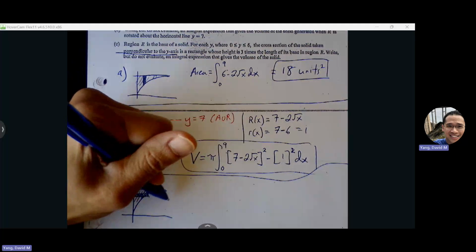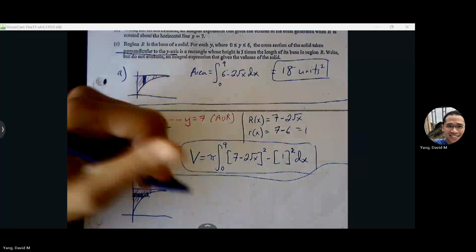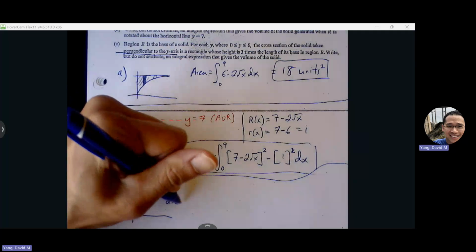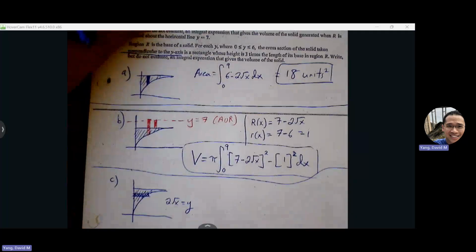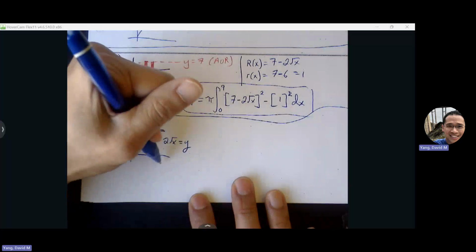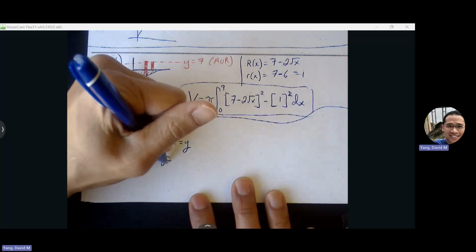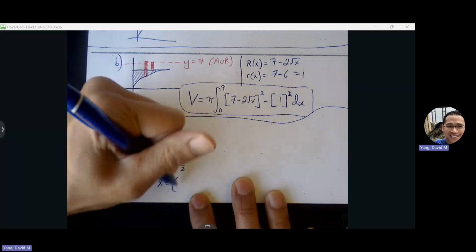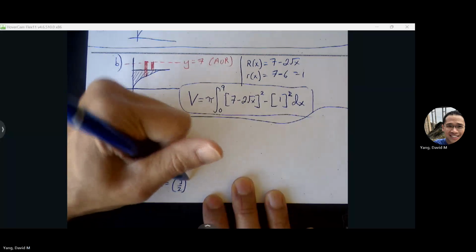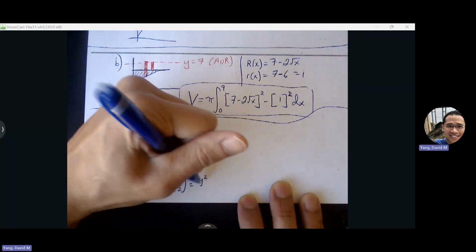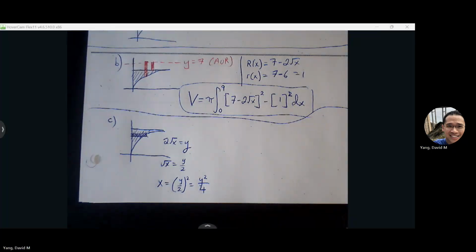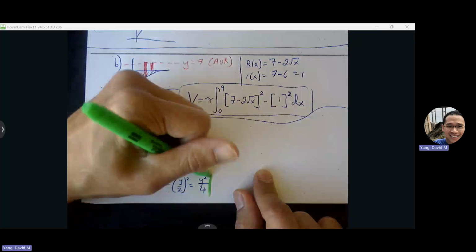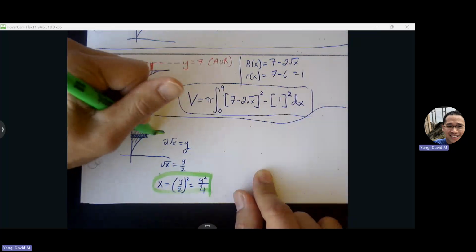So our equation initially was 2 root x equals y. That's the curve. But I'm going to solve for x. So I'm going to divide by 2 first, and square both sides, or y squared over 4. So we know that this is going to refer to this curve here.